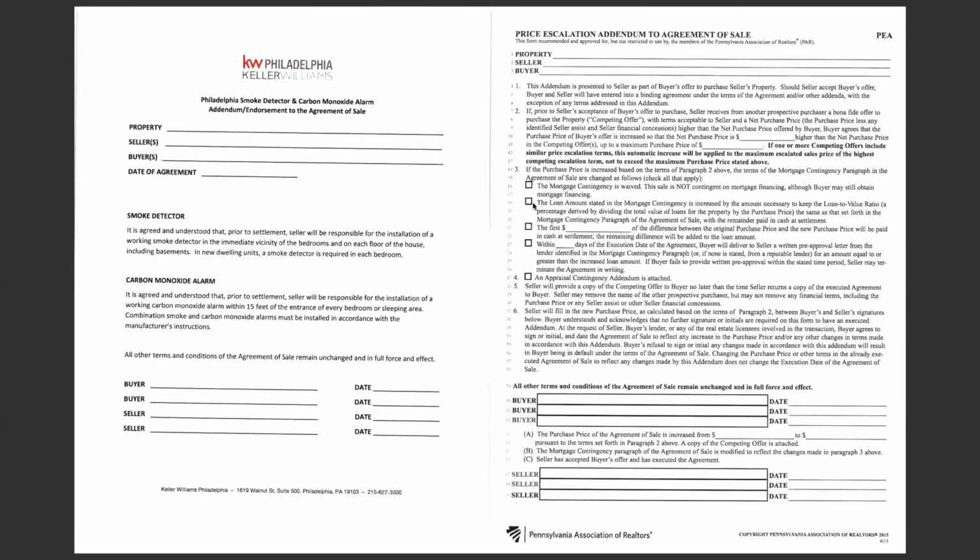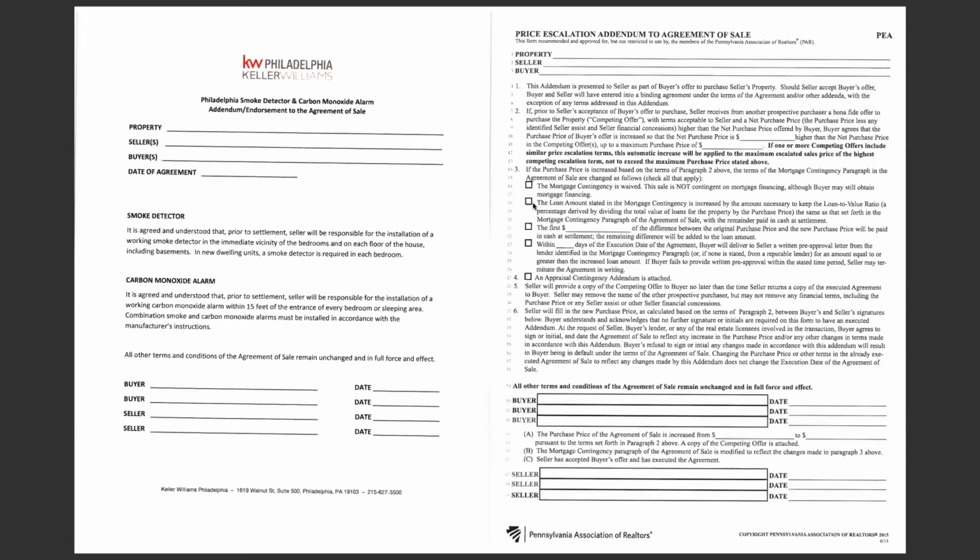Some forms that are optional might be an escalation clause form, that is very popular right now in our seller's market. That's what we're in. We're in a seller's market. Inventory is low, therefore there is a demand for product.